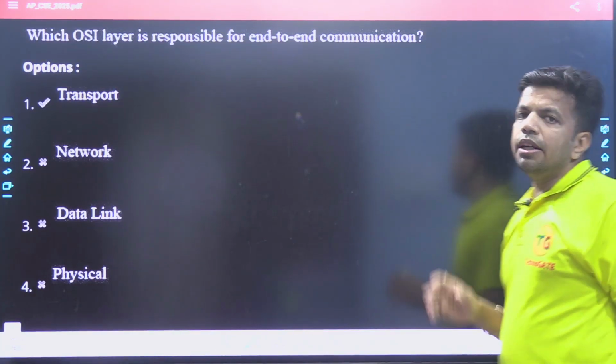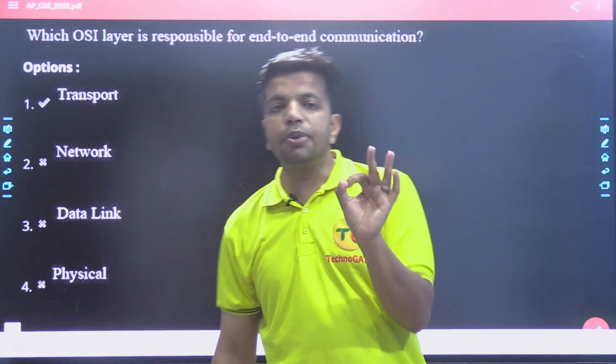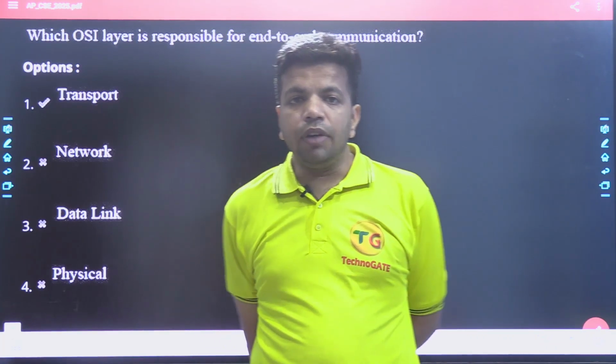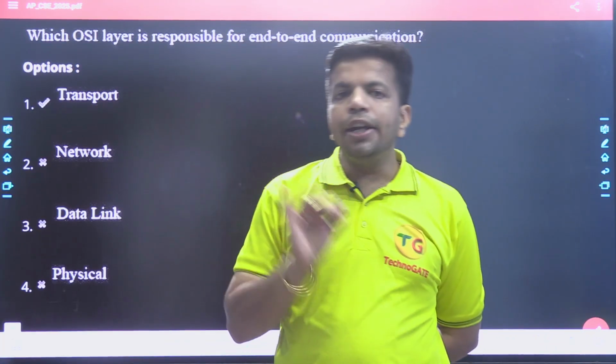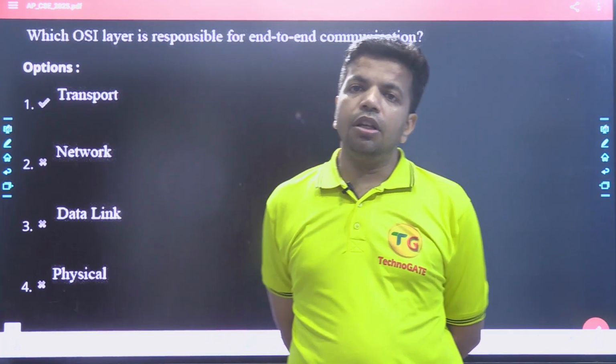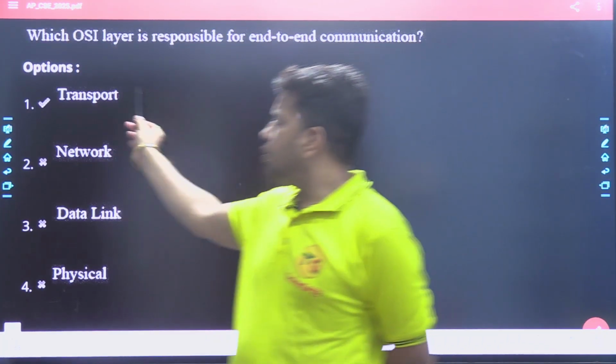Now this question is related to the concept of computer networks. Which OSI layer is responsible for end-to-end delivery? End-to-end delivery or end-to-end communication, the layer is transport. So the transport layer is responsible to do this.